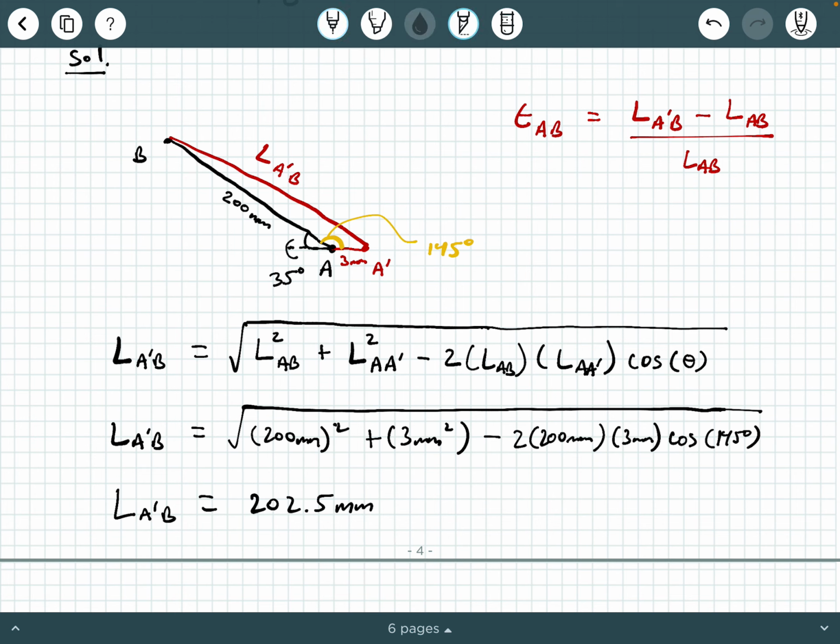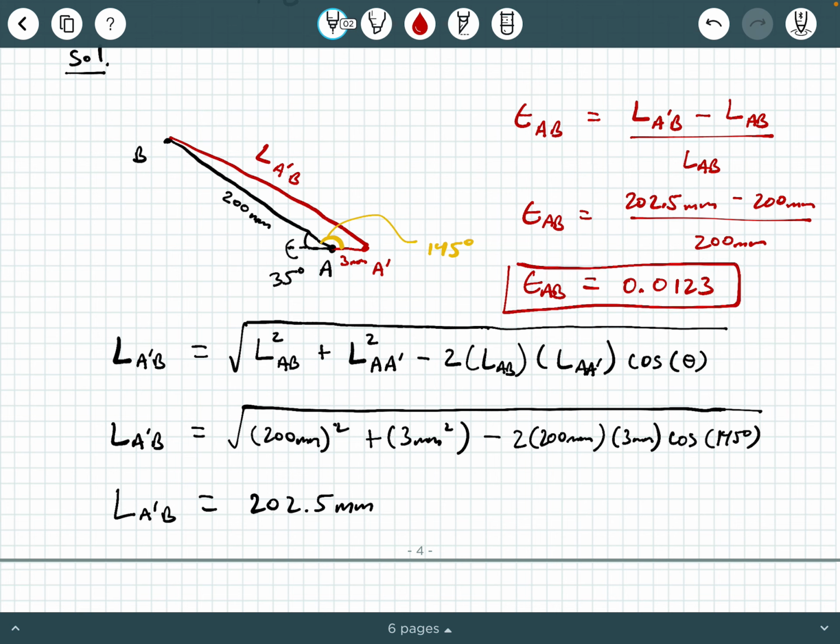So now what we can do is substitute that L A prime B into our strain equation. And we're going to say epsilon AB is 202.5 millimeters minus 200 millimeters, divided by 200 millimeters. And so finally, what do we get for epsilon AB? We get about 0.0123, okay? And that becomes our answer.